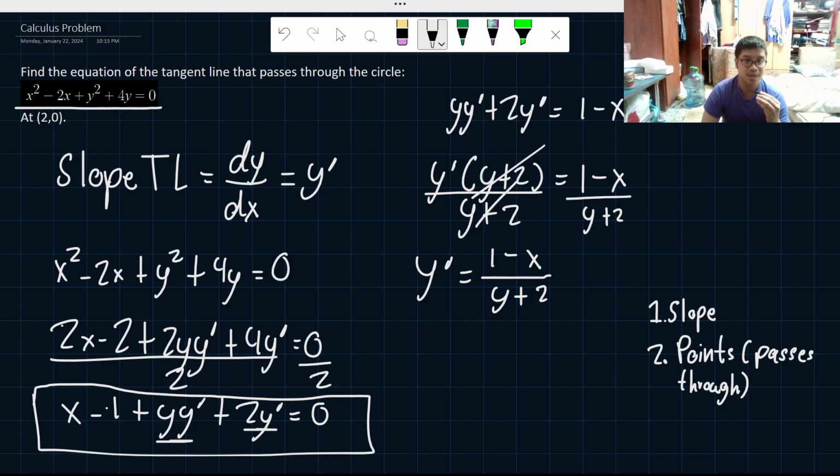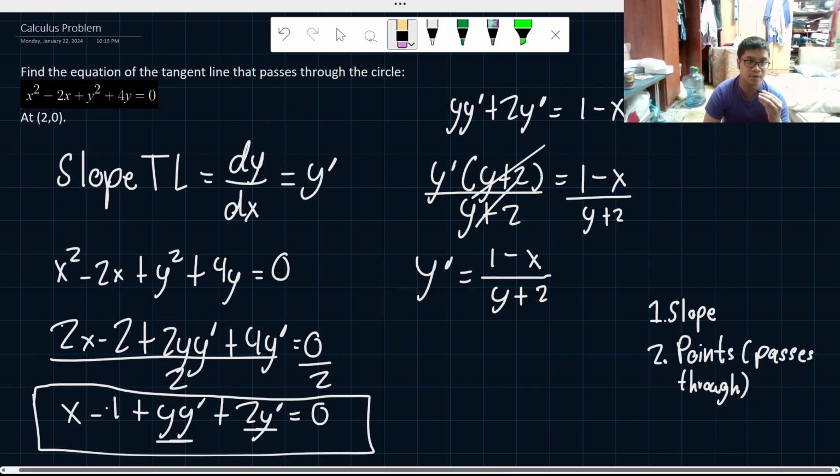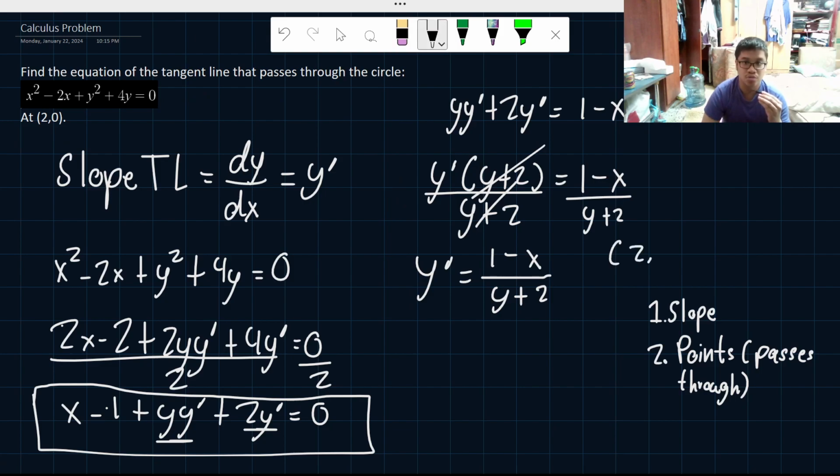So what's next is you will substitute 2, 0 in this newly formed equation. Again, you will substitute 2, 0 in this newly formed equation. The question is, there are two variables, so which one is the x, which one is the y? This is an ordered pair. On an ordered pair, the left term is your x value or the abscissa, and the right number is your y value or ordinate. So here we're going to substitute 2 as x and 0 as y.